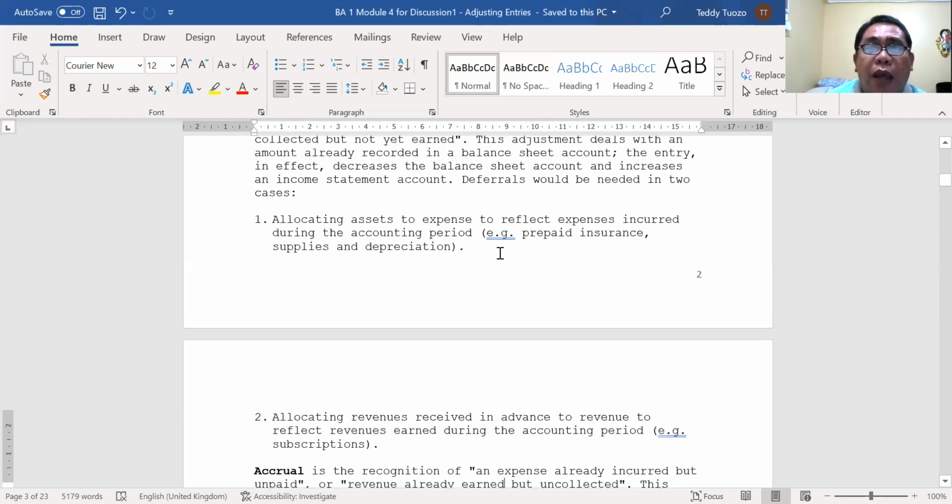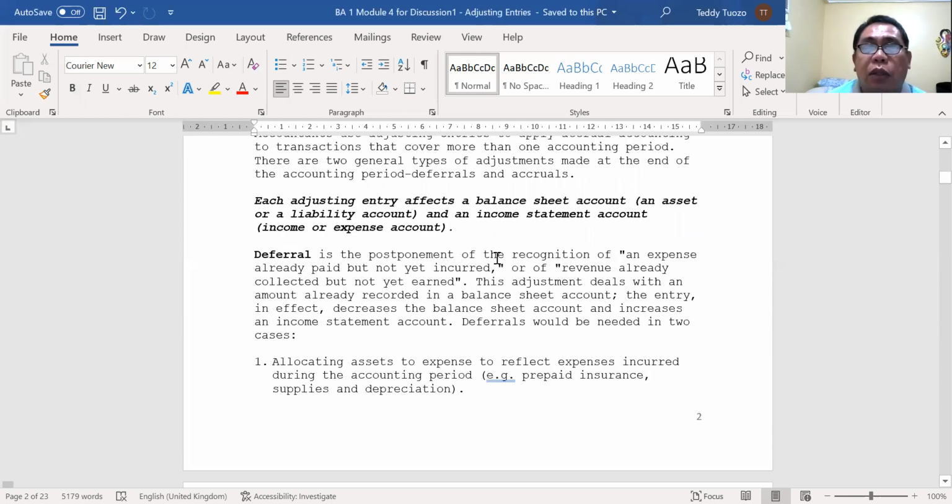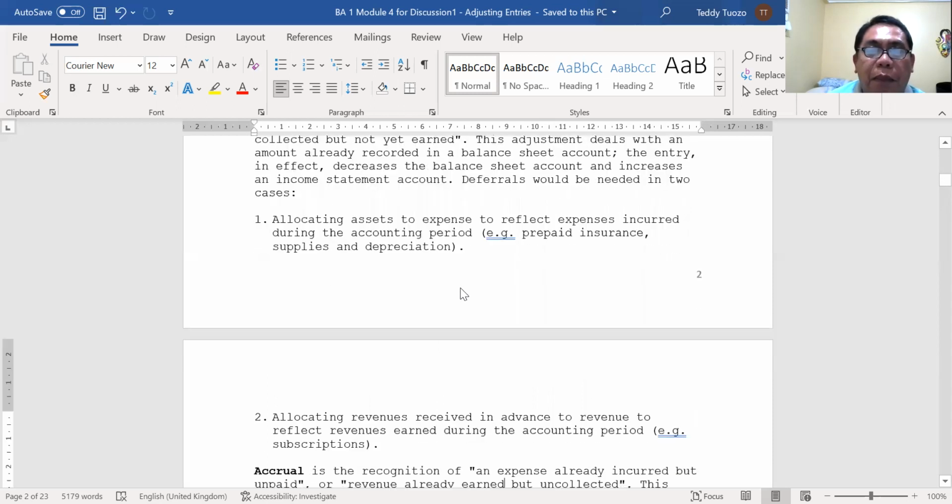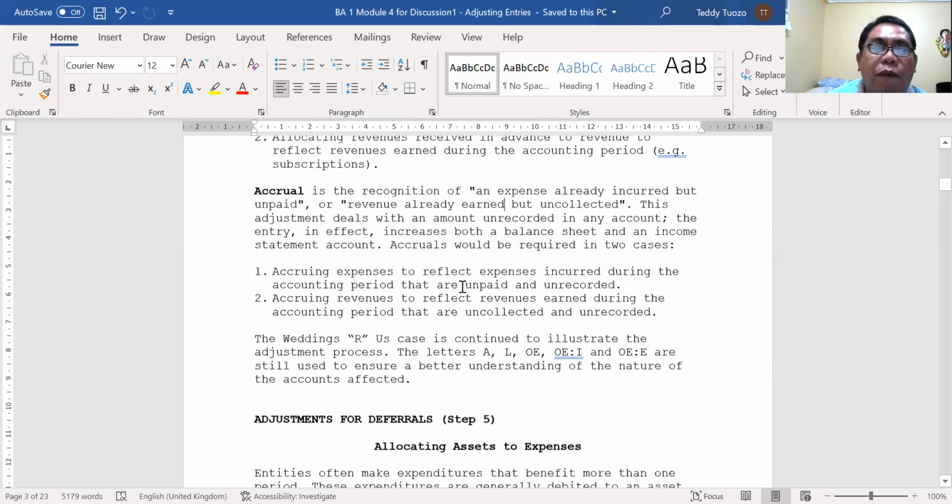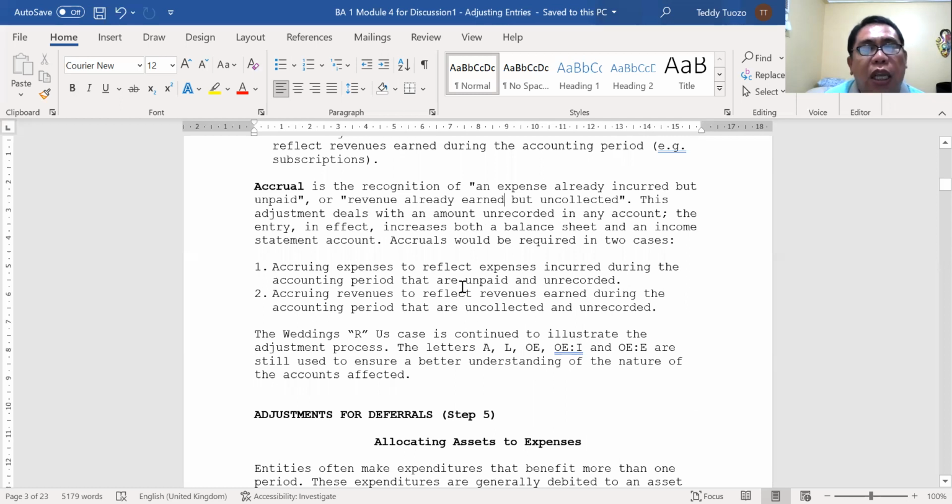Unlike in deferral, where there is advanced recording, recognized as an asset or a liability, and then we just prepare the adjusting entry to recognize the expense for the asset account and recognize revenue for the liability account. But for the accrual, initially no recognition was made because it is unpaid or uncollected. But in this adjusting entry that we have to prepare, we have to recognize the expense and recognize the income that is uncollected.